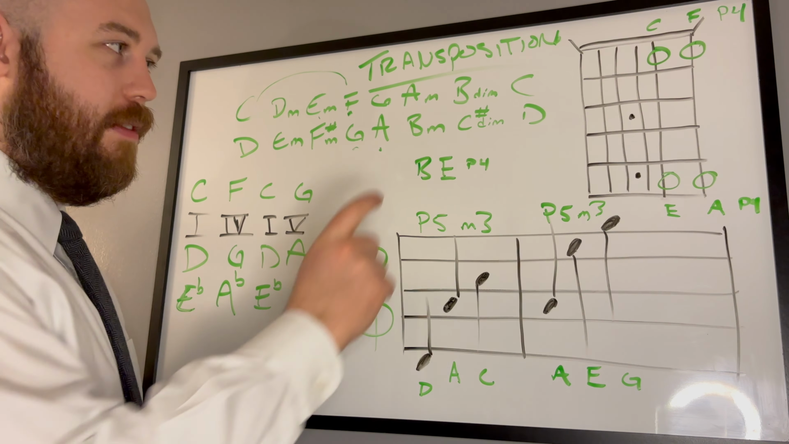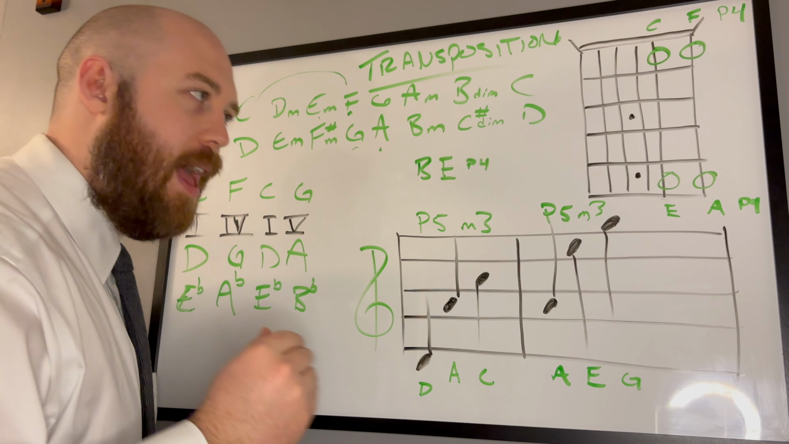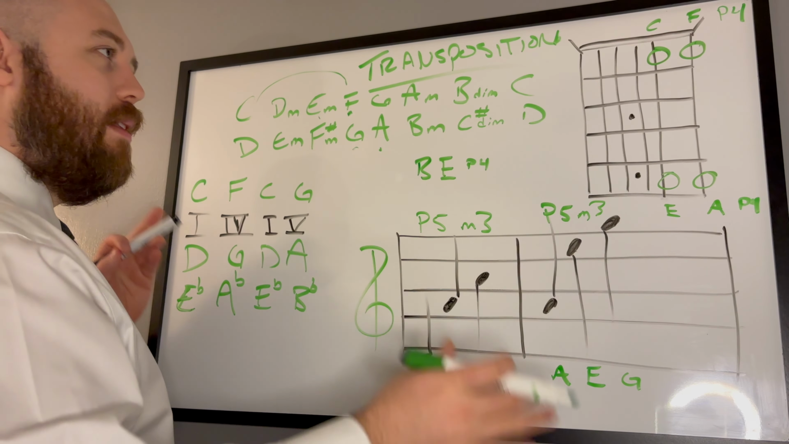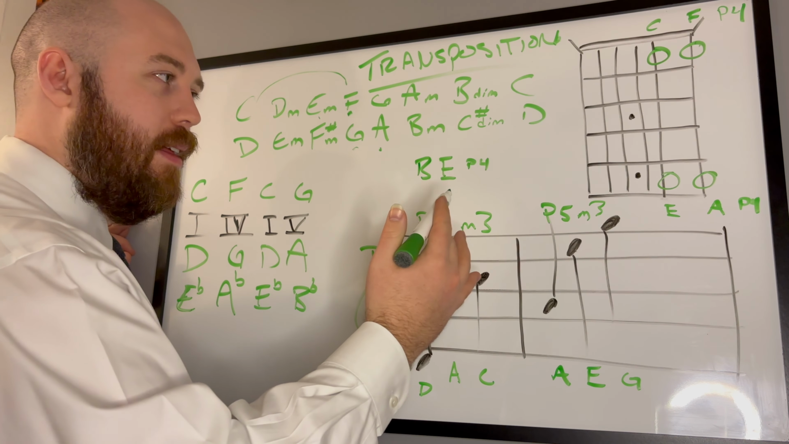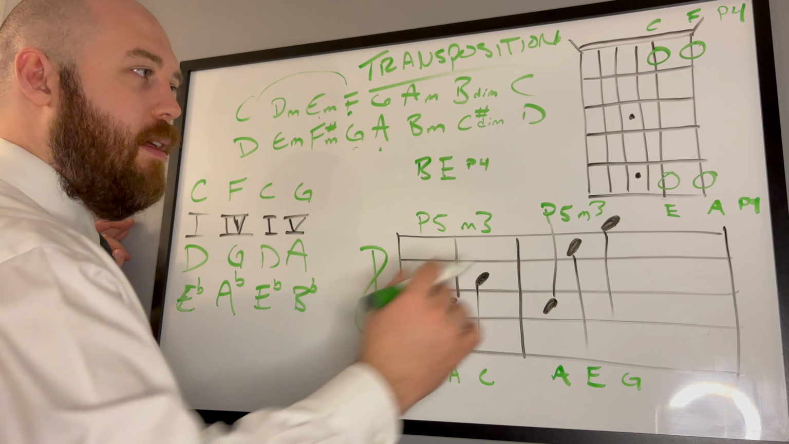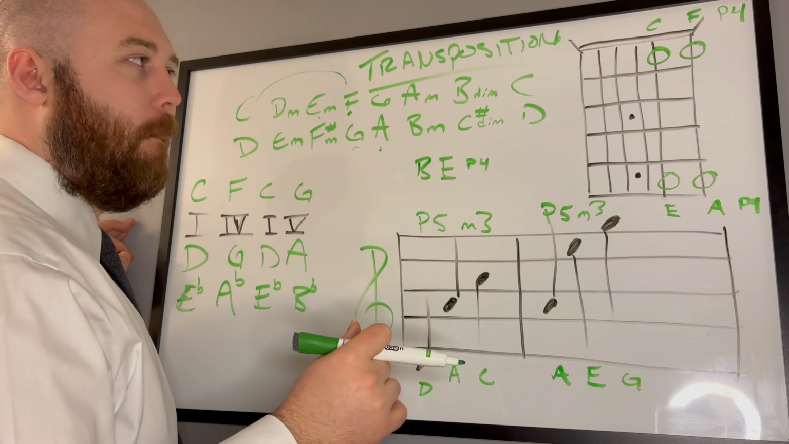So this is the way you can visualize it. The relationship between the strings does not change, ever, okay? No matter where you're fretting it. If you're on the same fret, it's always going to be the same. B to E, just the strings, is a perfect fourth. Okay?